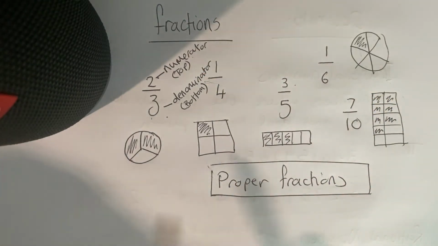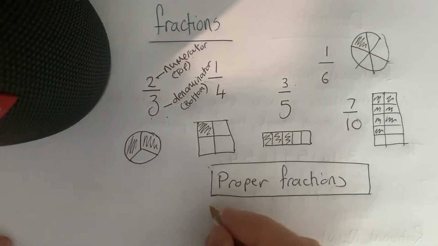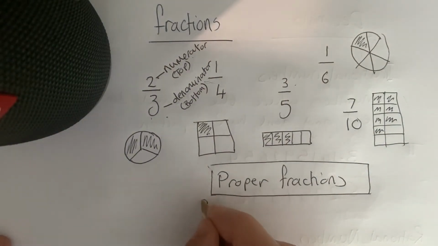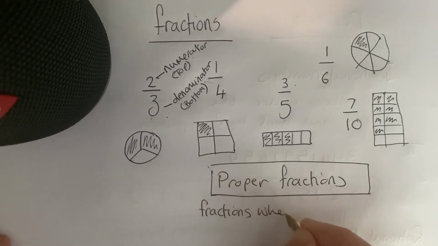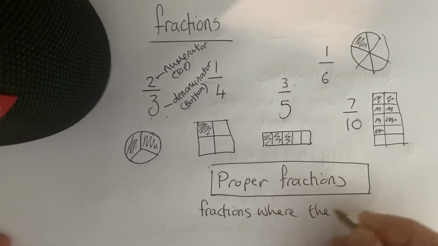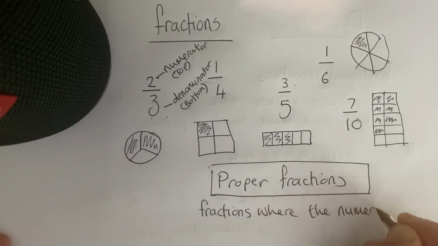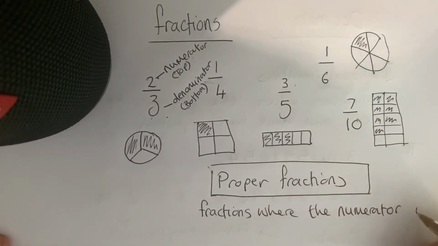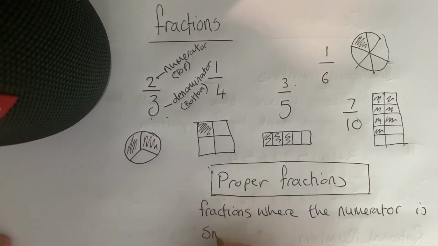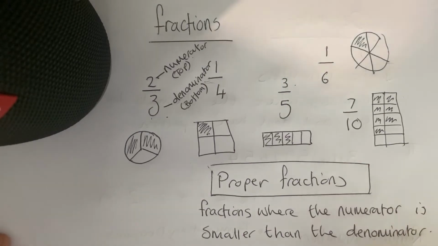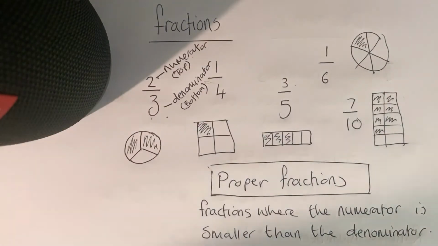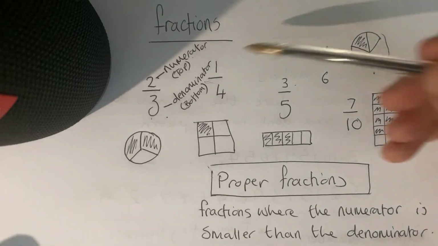So next one, so this is proper fractions, and I'll write a description here. We'll say fractions where the numerator is smaller than the denominator. Okie dokie. Right, so that's that for proper fractions.